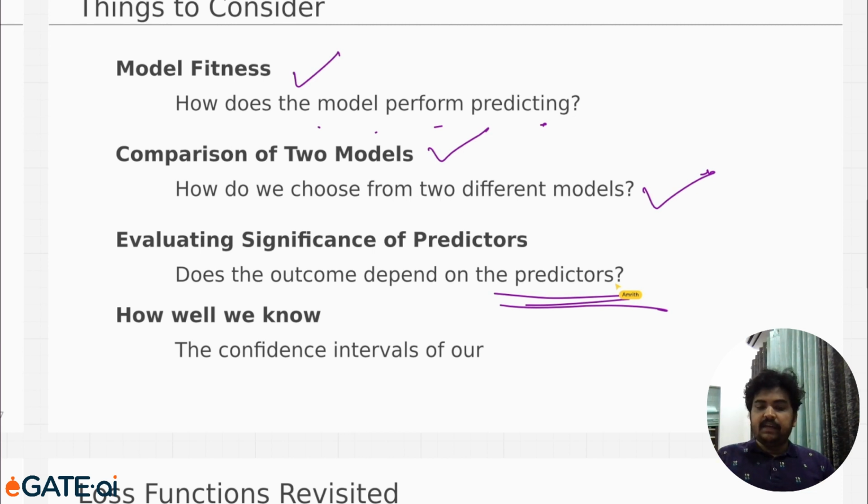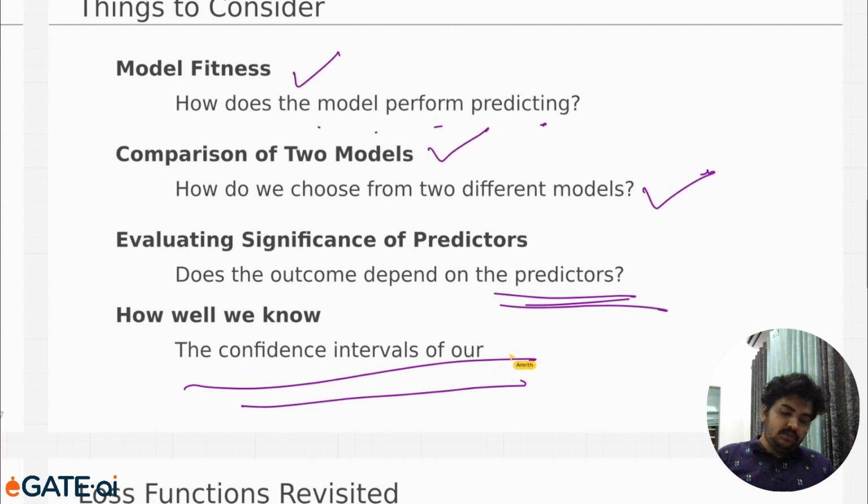Another thing is that we are assuming that we are using only a family of lines, or a family of linear models. So naturally, we are constrained by the kind of functions we can model. Are they really good enough? Should we reconsider our decision? There should also be confidence intervals for our particular prediction.